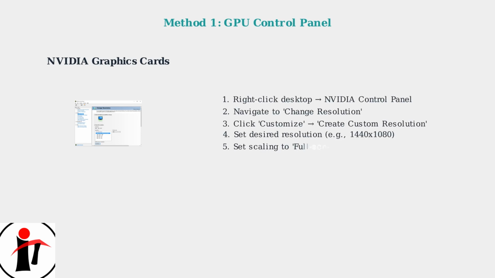Method 1 uses your graphics card's control panel. For NVIDIA users, access the NVIDIA control panel through the desktop right-click menu, then navigate to Change Resolution Settings. Create a custom resolution by clicking Customize, then Create Custom Resolution. Set your desired stretched resolution like 1440 by 1080 and ensure scaling is set to full screen for proper stretching.